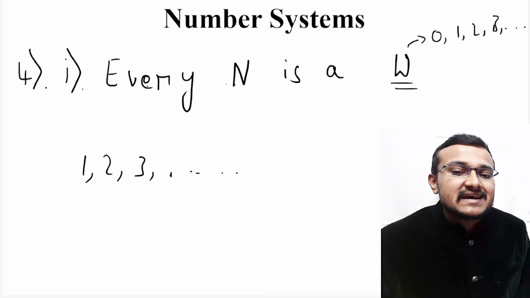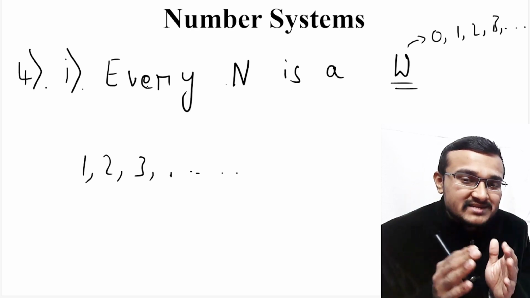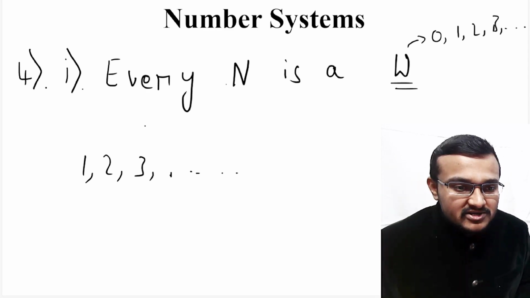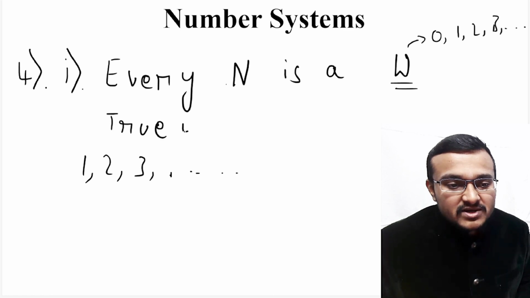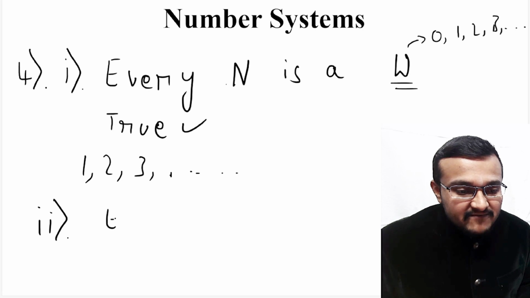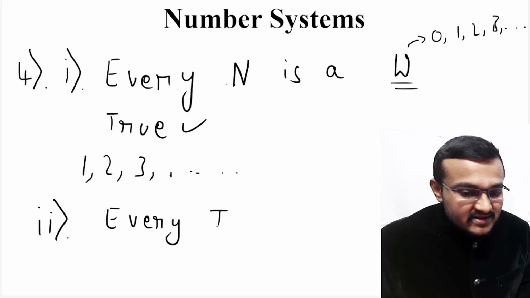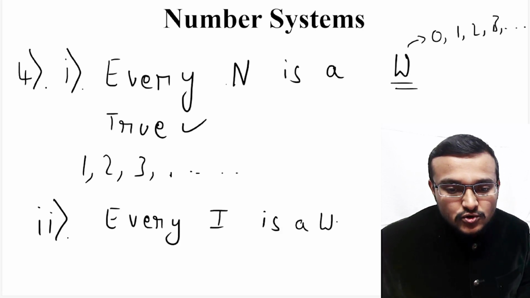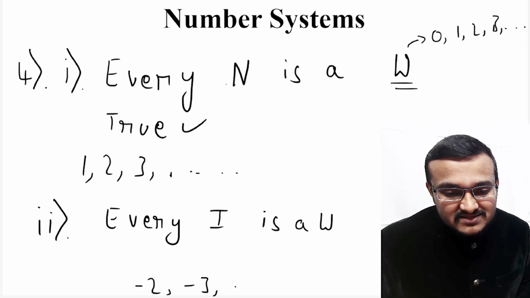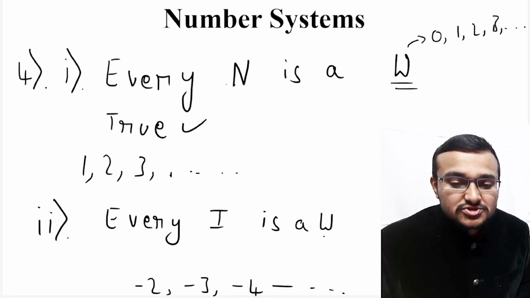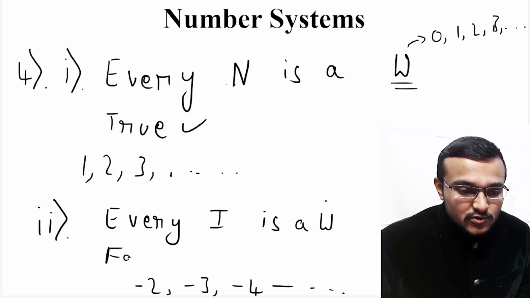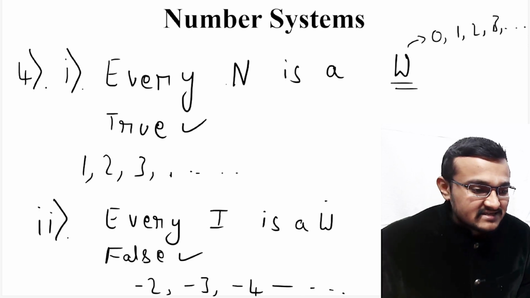So that means here they are asking whether every natural number is a whole number. Because whole numbers already contain natural numbers, every natural number is a whole number. So the answer for this first statement is true. Coming to the second statement in this fourth question, here they have given every integer is a whole number. It is not true, because in integers you have -2, -3, -4, such kind of negative numbers are also there, which are not there in whole numbers. So that's why every integer is not a whole number. So false is the answer for this second statement.